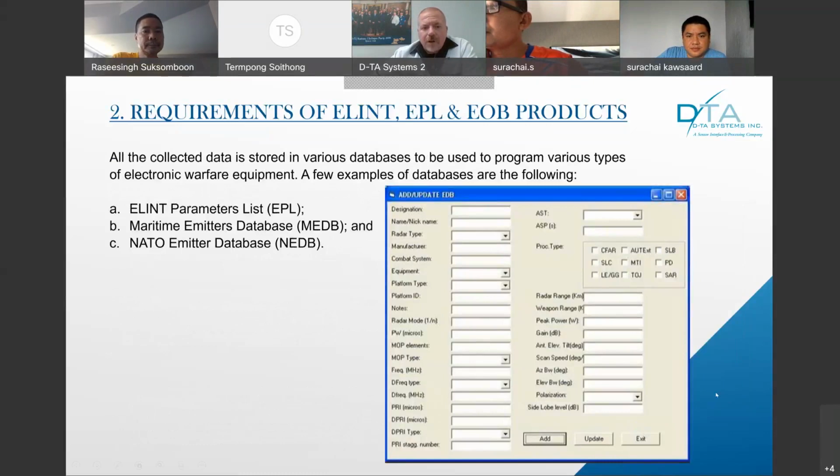All of the collected data is stored in various databases and to be used in programs to program various types of electronic warfare equipment. So a few examples of some databases are your ELINT parameter lists, the Maritime Emitter Database, or MEDB, the NATO Emitter Database, or NEDB, and of course, those are just a few samples. There are several different emitter databases that exist. Most countries will generally have their own, and then if they are coalitions with any other countries, they will normally have joint.